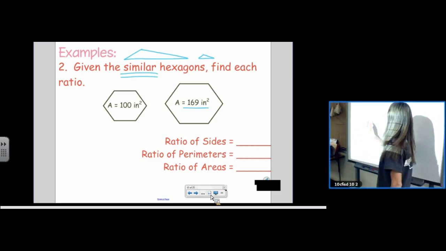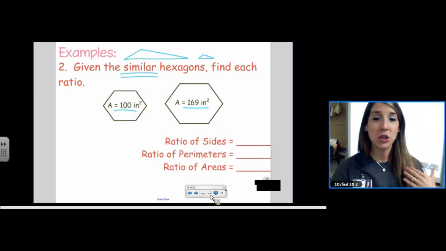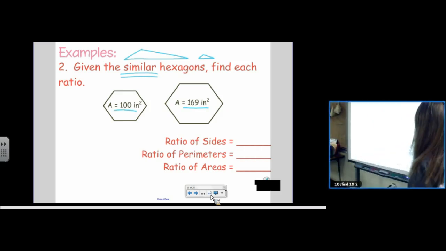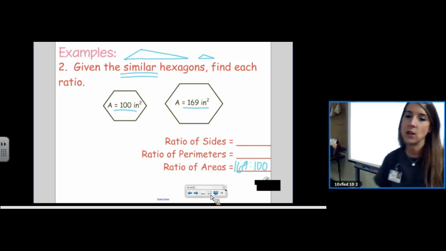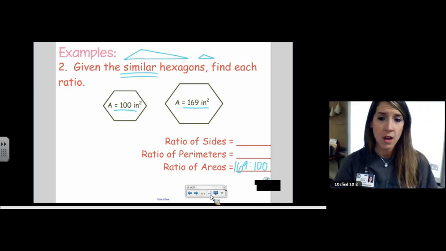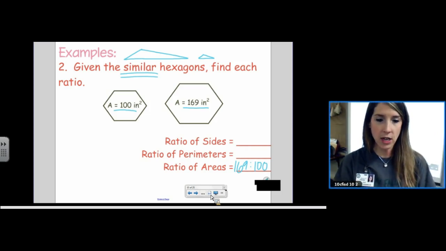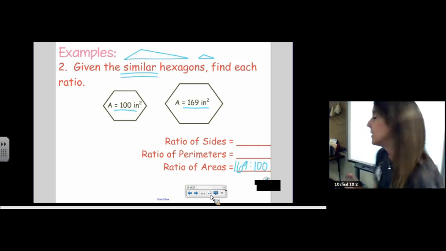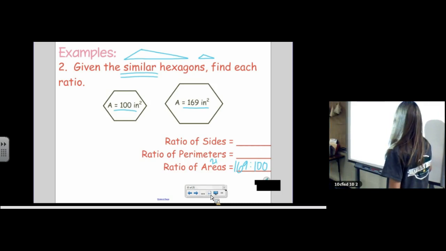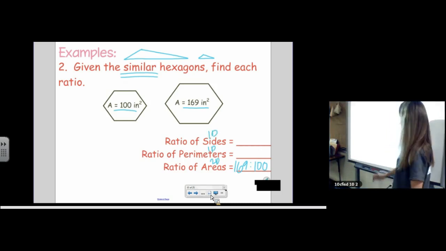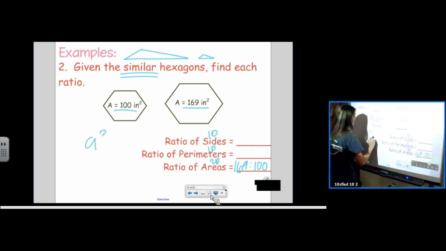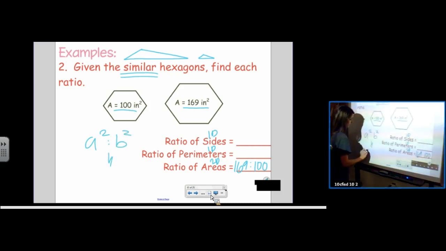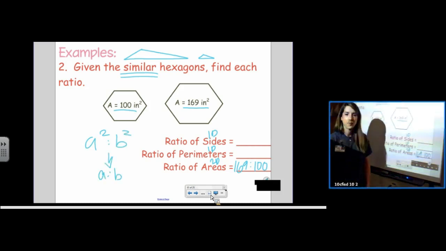We are given areas. We're given the 2D. So the ratio of the areas, I always do second over first. But like I said, you can do that in any order. Does that reduce? 169 divided by 100, math, enter, enter. Doesn't reduce, so we leave it that way. This is 2D. How do I go from 2D to 1D? How do I go from a squared to b squared to just a to b?